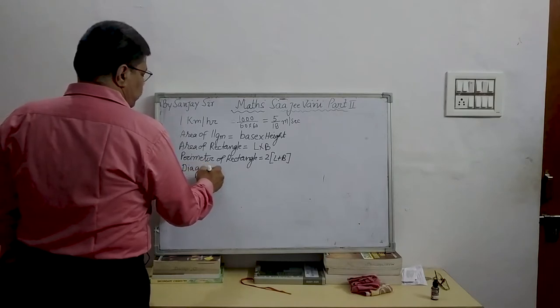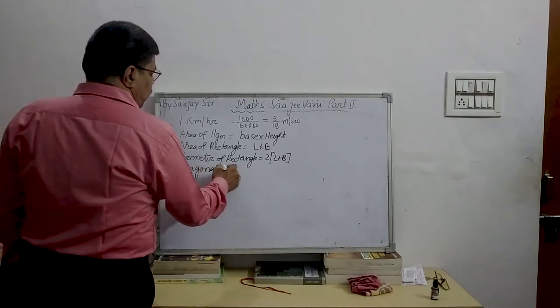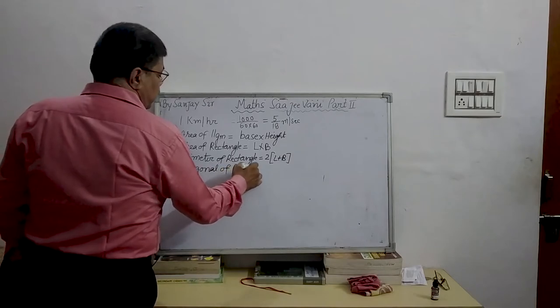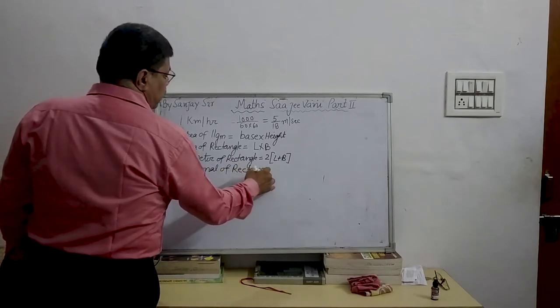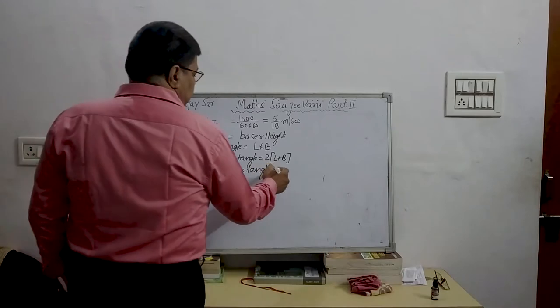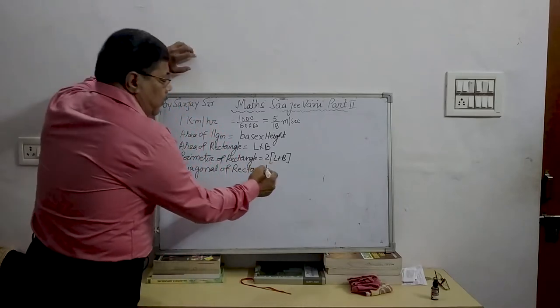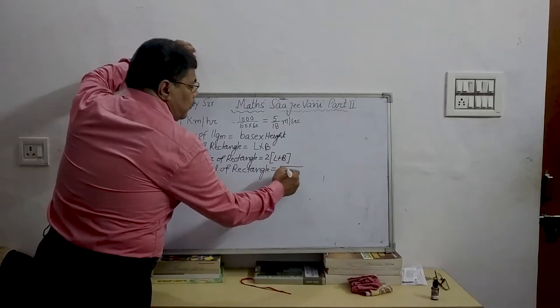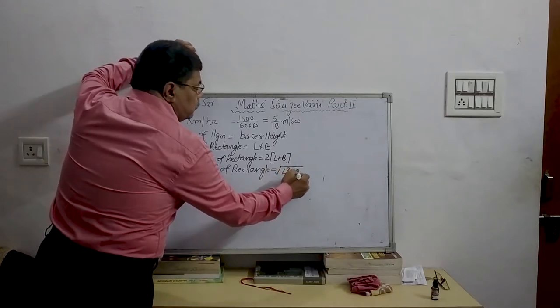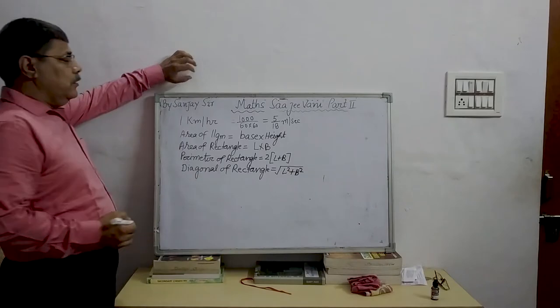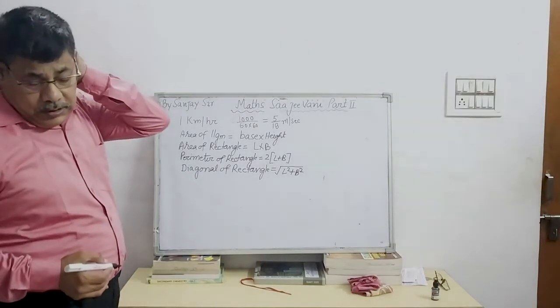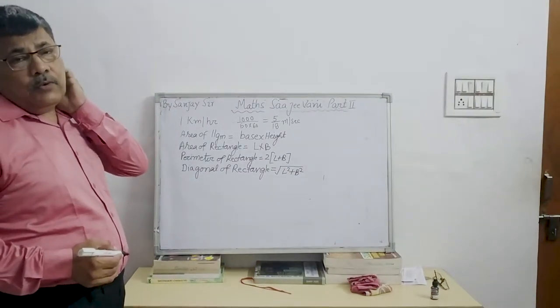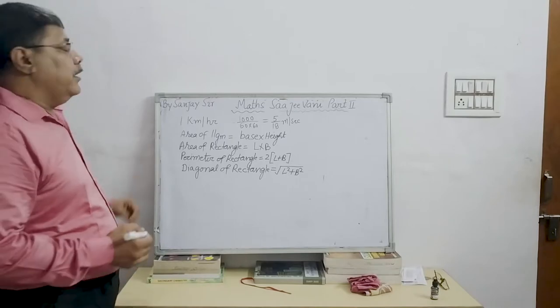Now how will you find out the diagonal of the rectangle? Diagonal of rectangle. The diagonal of a rectangle is found by this formula: under root L square plus B square. Clear? Okay.